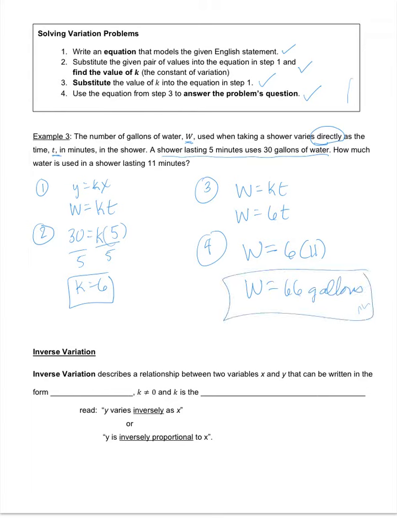The next type of variation is inverse variation. Again, it's a relationship with two variables, but the general equation is not y equals kx as in direct variation, but y equals k over x, where k is non-zero. And again, k is the constant of variation. And we read this, y varies inversely as x, or y is inversely proportional to x.